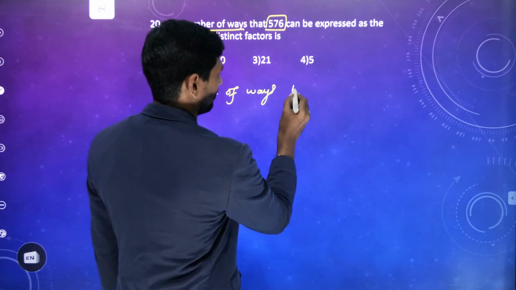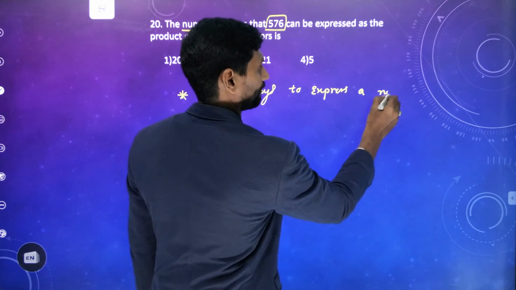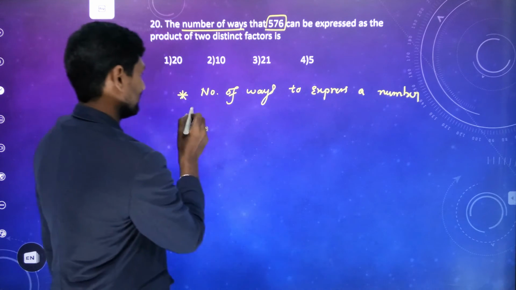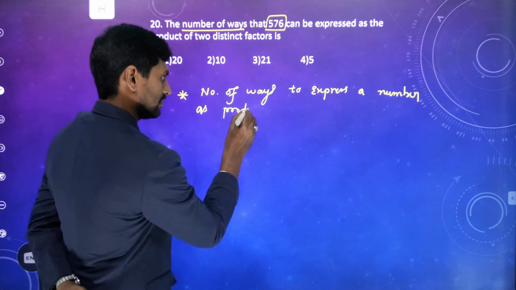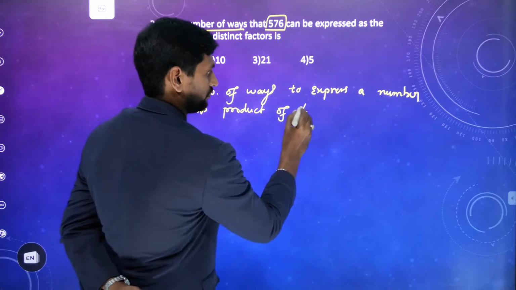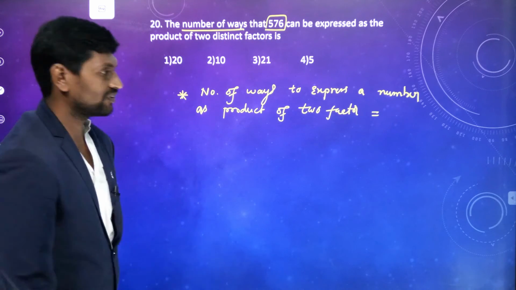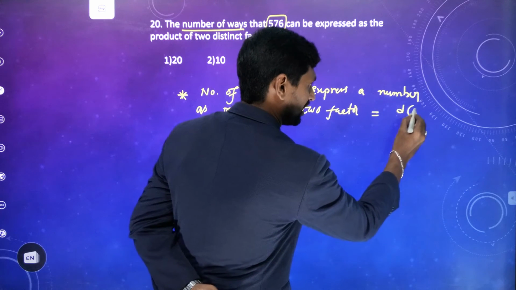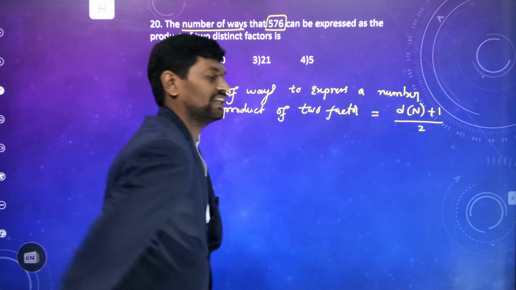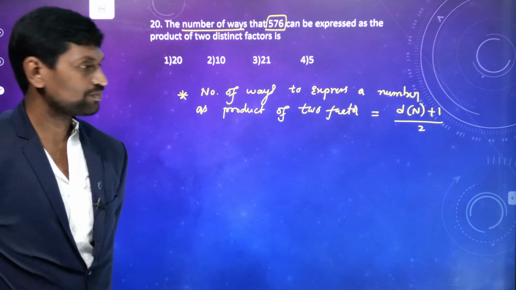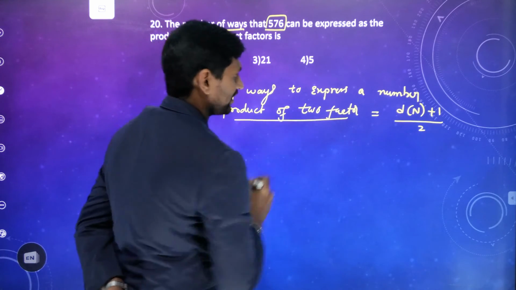Number of ways to express a number as a product of two factors. The formula is the number of factors, or number of divisors, plus 1, by 2. We use this formula when expressing as a product of two factors.